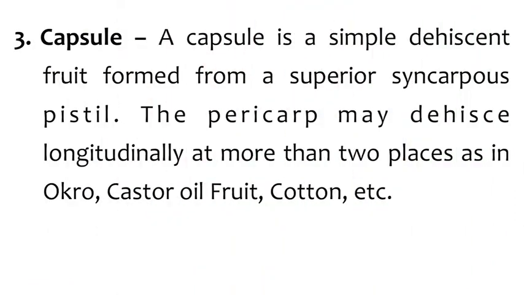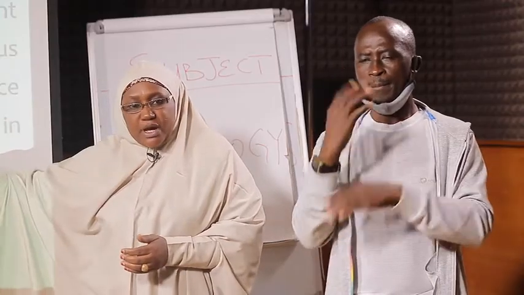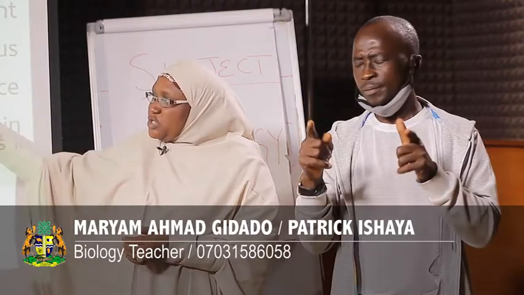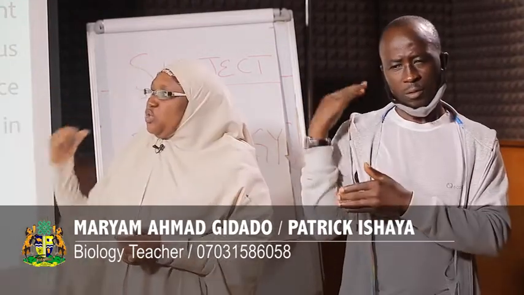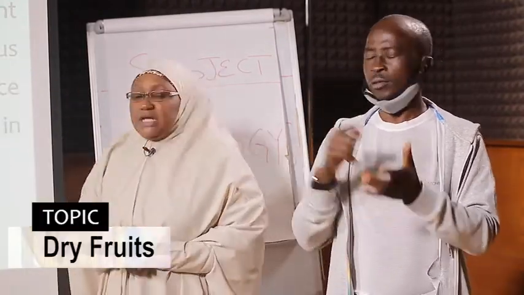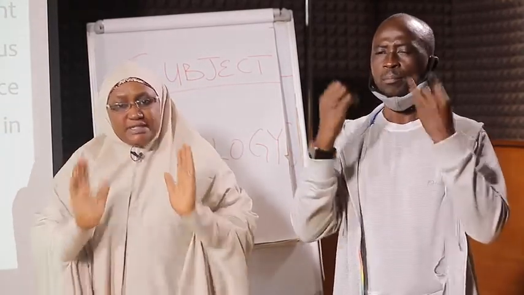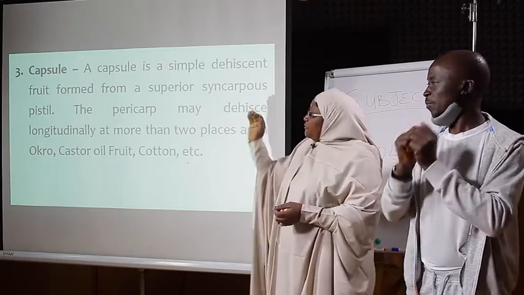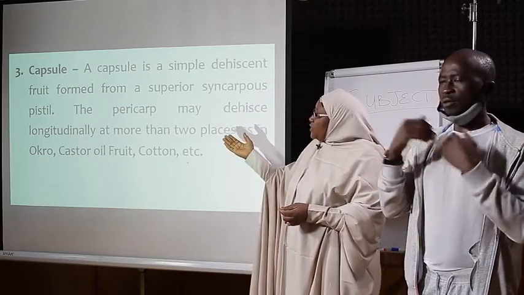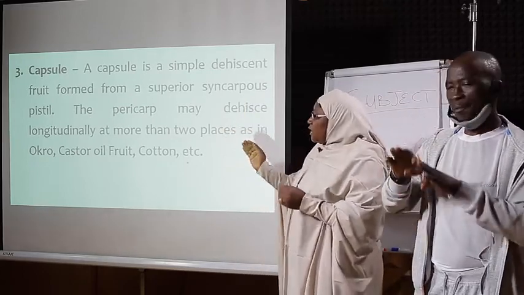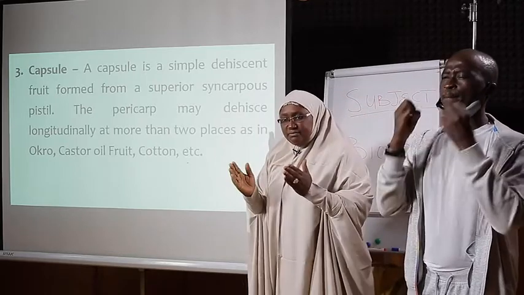Then we go to the next one, that is the capsule. A capsule is a simple dehiscent fruit formed from a superior syncarpous pistil. The difference between this one and the last two, those ones had a monocarpous ovary, but this one is a syncarpous ovary. Many ovaries but fused together. We call that syncarpous.